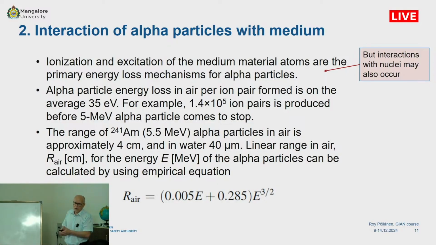And I'm sure that you know that the range of alpha particles in air is very short, around this size, some centimeters in air. So if you want to calculate alpha particle range in air as a function of energy, you can use, for example, this empirical relation.